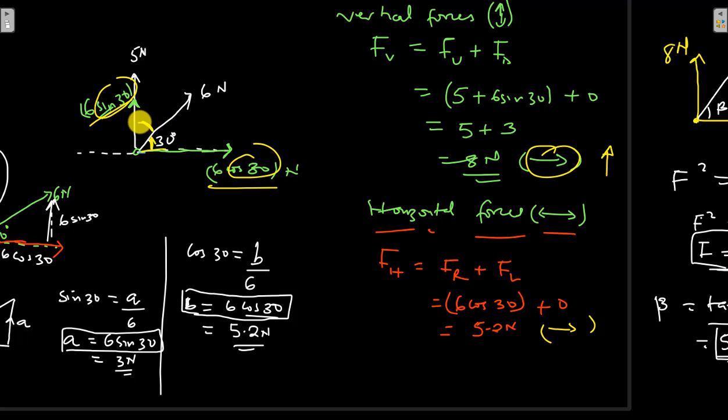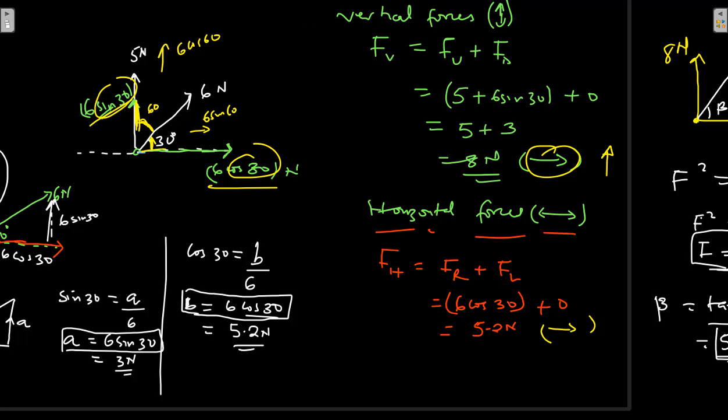Let's suppose we used this angle here, which is 60. Then the vertical component would be 6 cos 60, because in this case the angle is between the vertical itself and the force, and this would be 6 sine 60. Interesting, it would also give the same result.